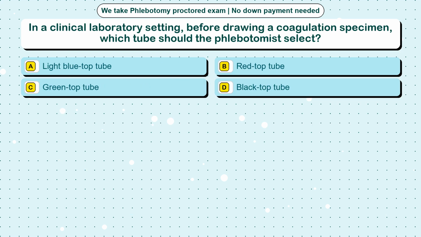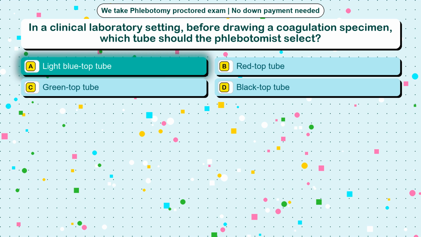Question 22. In a clinical laboratory setting, before drawing a coagulation specimen, which tube should the phlebotomist select? Option A. Light blue top tube. Option B. Red top tube. Option C. Green top tube. Option D. Black top tube. The correct answer is option A.